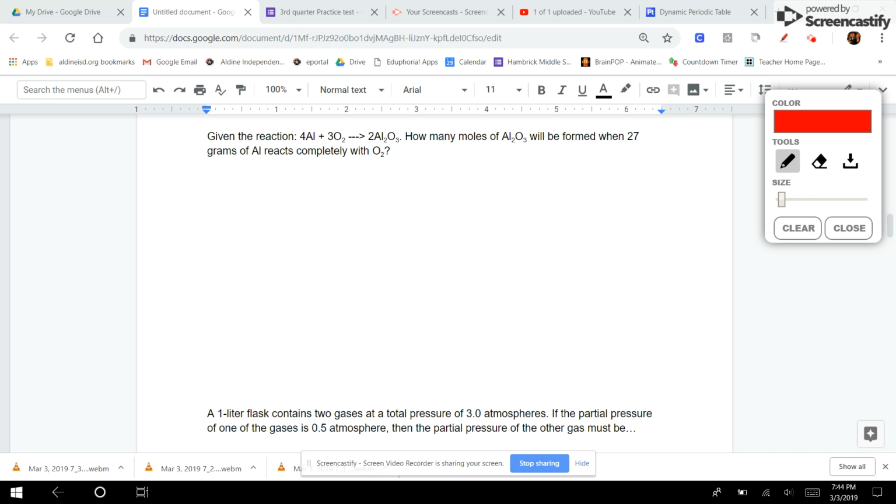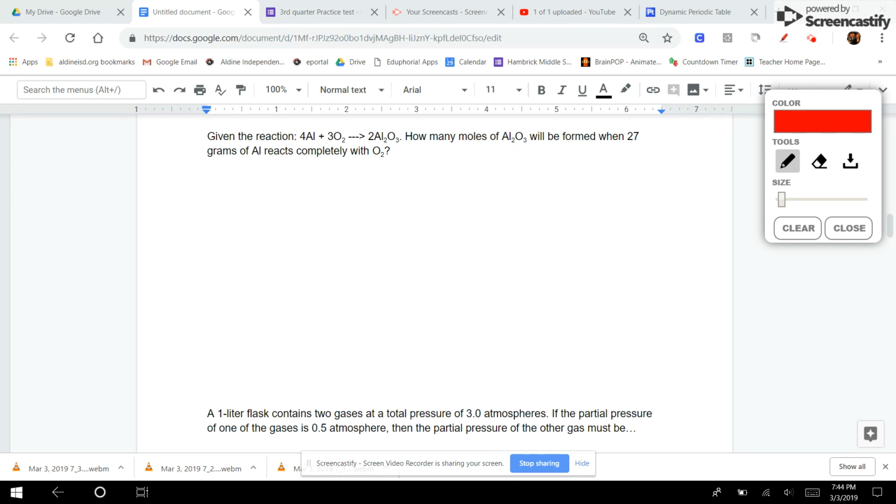This question said, given the reaction for aluminum plus 3 oxygen yields 2 Al2O3, or aluminum oxide, how many moles of aluminum oxide will be formed when 27 grams of aluminum reacts completely with O2? So this is a stoichiometry problem.